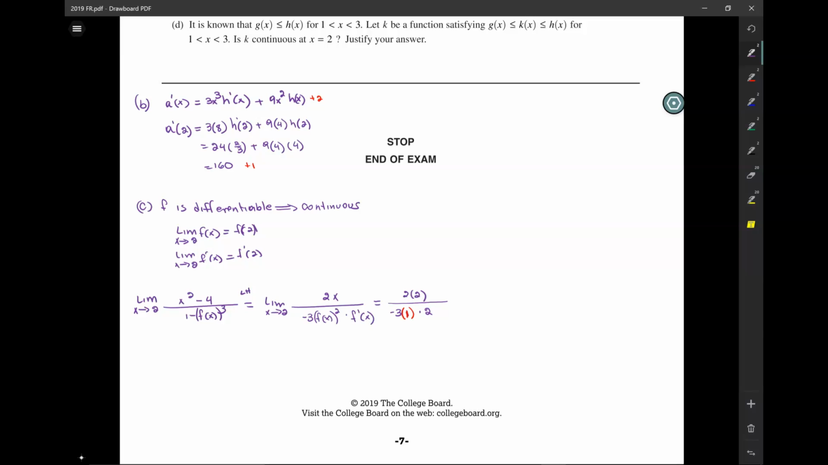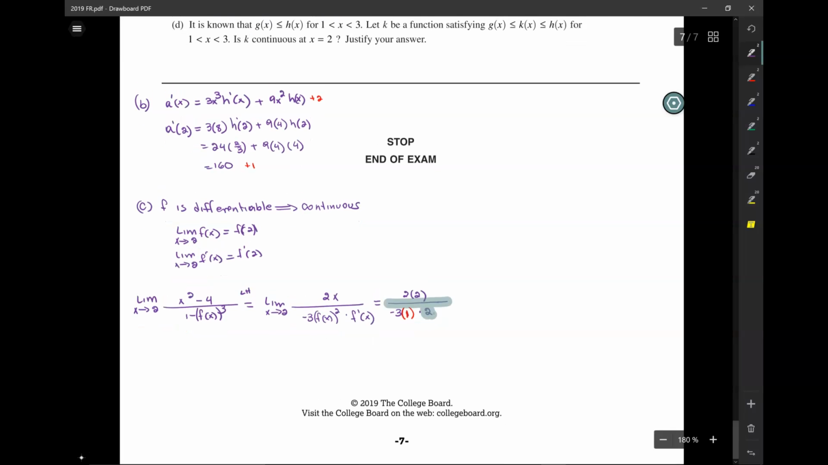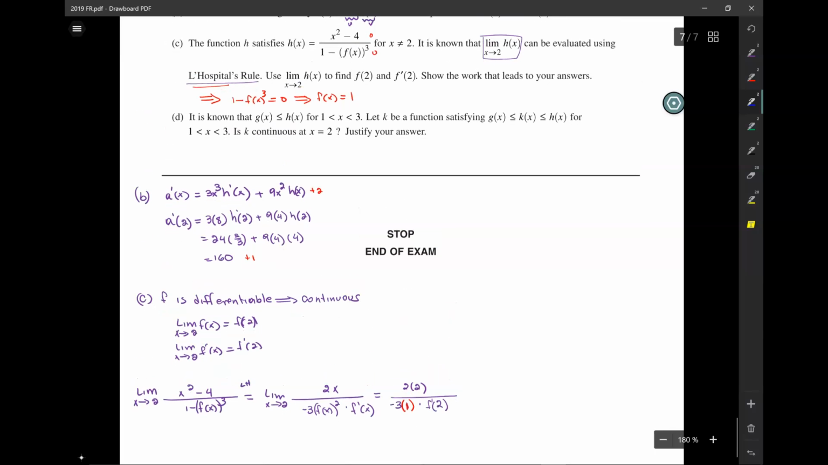Okay, now, wait, what were we looking for here? F of 2 and f prime of 2. So you just found f of 2. Oh, yeah. Sorry, I completely lost track of what we were doing. We don't know f prime of 2 yet. I'm so sorry.